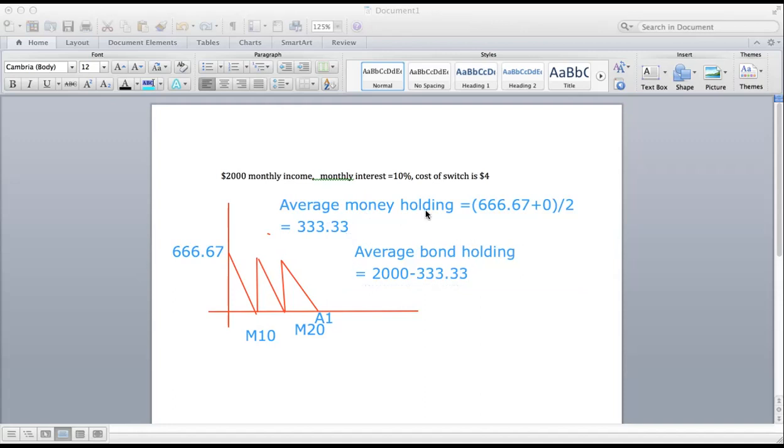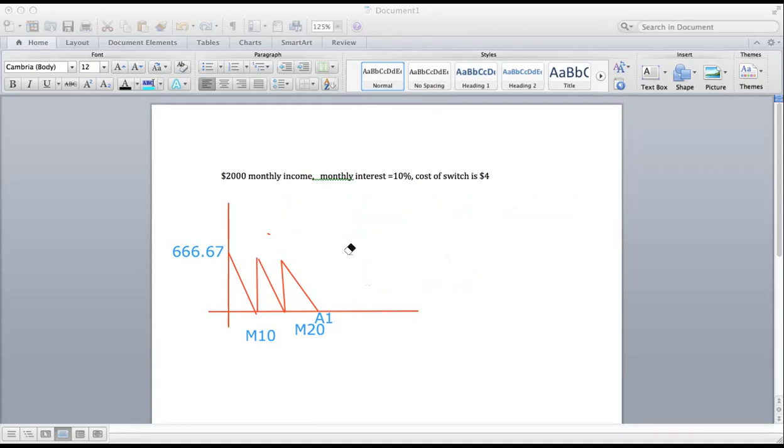Okay, so let's do maybe one last example with 4 switches. With 4 switches, we have $2,000 and you start with 2,000 divided by 4, which is 500.